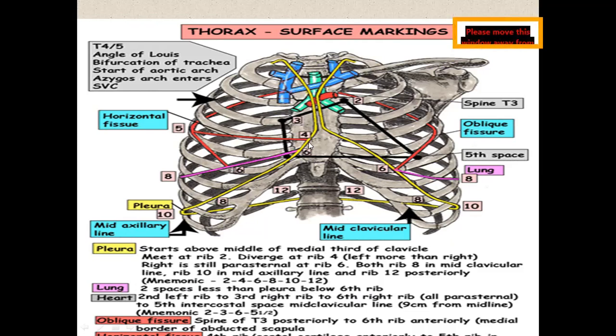Okay, then when you see the outline of the heart, the black shaded area we see here is actually the outline of the heart. We have to start giving this surface marking from the second left rib, this one, to the third right rib, like this. This makes the base of the heart. Second left rib to third right rib. Then from here you draw one line from the third right rib to the sixth right rib. All this forms the right border of the heart.